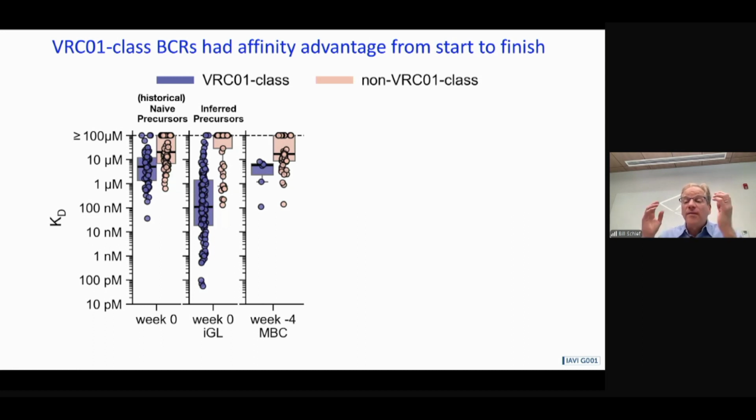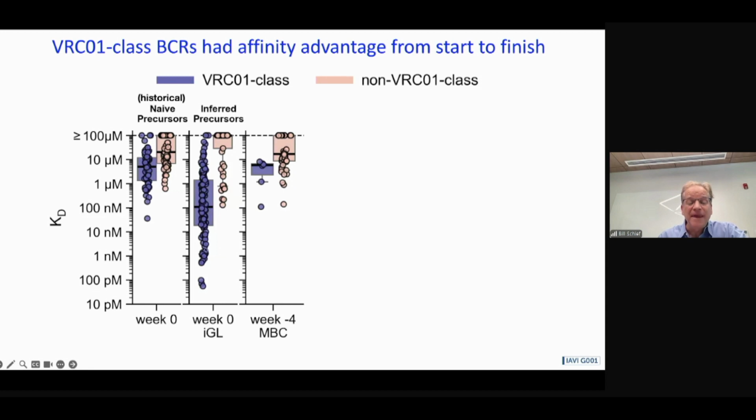From those sequences, we could revert all the recognizable mutations in all the V and J genes, and we reverted in the middle of the D gene as well. So we could make inferred germline versions of the VRC01 class B cells that were detected post-vaccination. That's what this data is here, the IGLs. We produced these and measured their affinities for the immunogen.